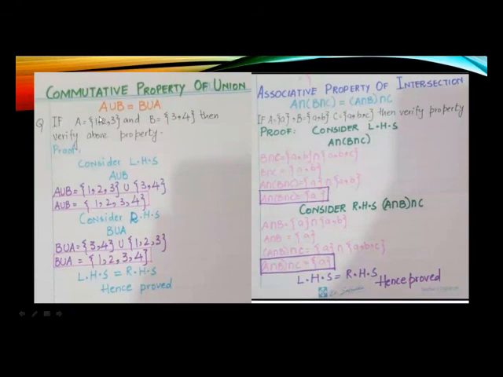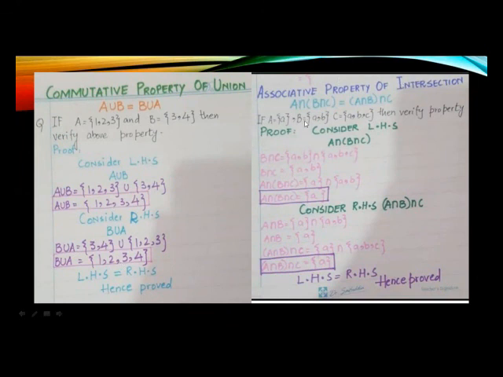For the commutative property, there is an example where sets A and B are given, then verify. We take the left hand side, find A union B: write set A and set B and find their union. Then for B union A, write the sets and find their union. We observe that the left hand side and right hand side are equal.